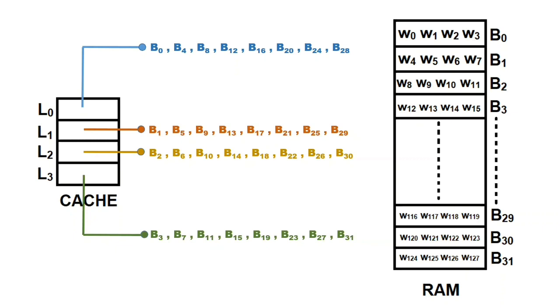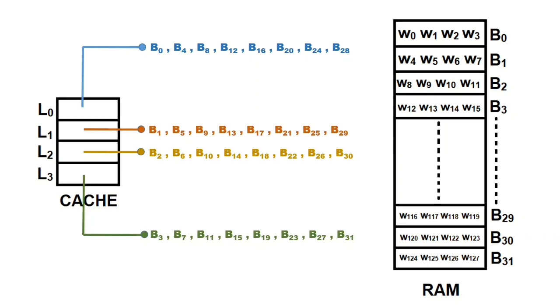So actually from this concept the name direct mapping comes. Which block will come inside which line is already predetermined by the formula. That is why this cache mapping is known as direct mapping, because the formula directly says which block is mapped inside which line. Okay, so that is actually direct mapping.